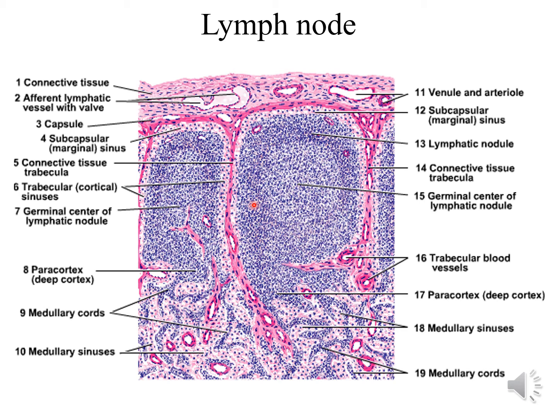The paracortex area, as we have discussed, contains a very specialized type of postcapillary venules, and we name those postcapillary venules high endothelial venules. This high endothelial venule is a very important area, because 90% of the lymphocytes are entering into the lymph node through these high endothelial venules. So this is one of the entry points for more than 90% of lymphocytes into the lymph node.